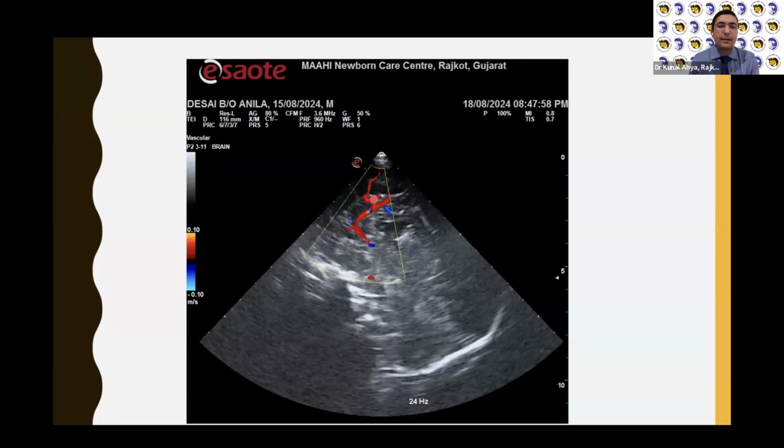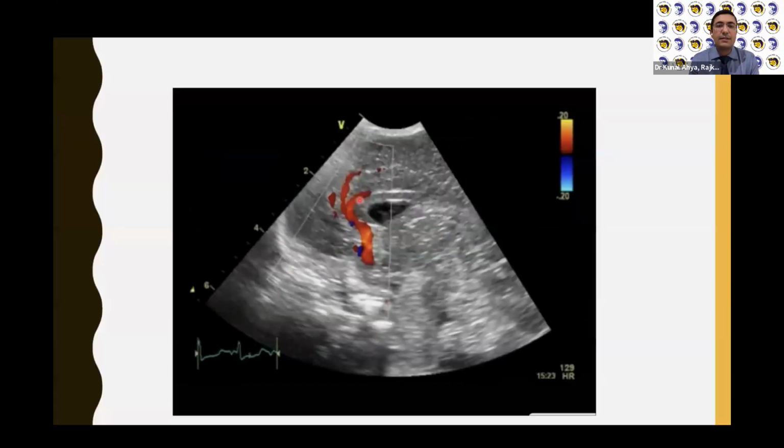So here you need to keep the frequency on the lower side, color scales on the lower side, because it is a very low flow, low velocity blood flow. So this is how you will be able to see a pulsatile artery, that is the anterior cerebral artery, when you keep your color flow.